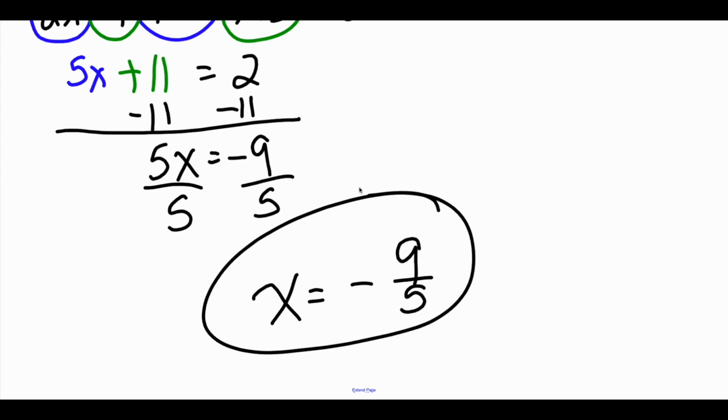And it doesn't really matter where that negative sign is. It could be with the 9 or out front, or even with the 5 on the bottom.